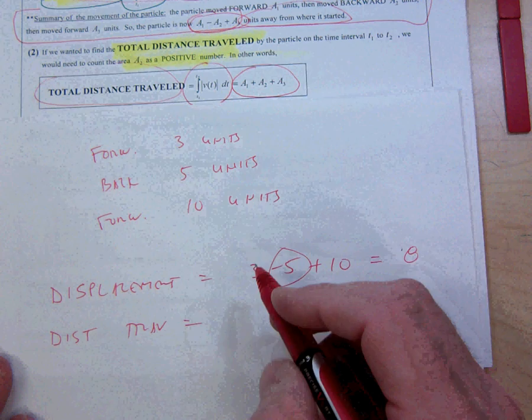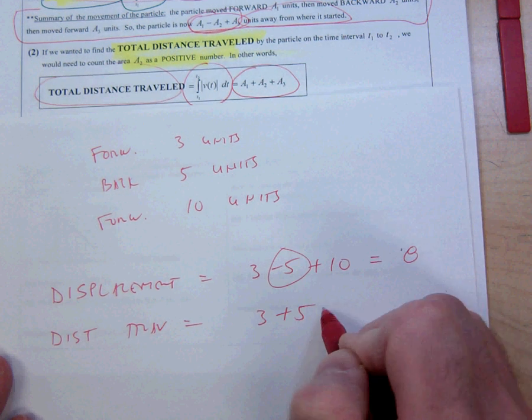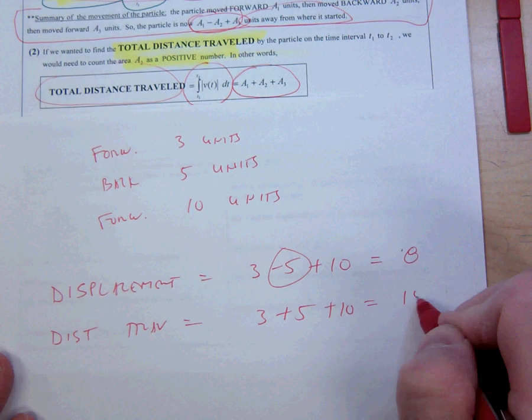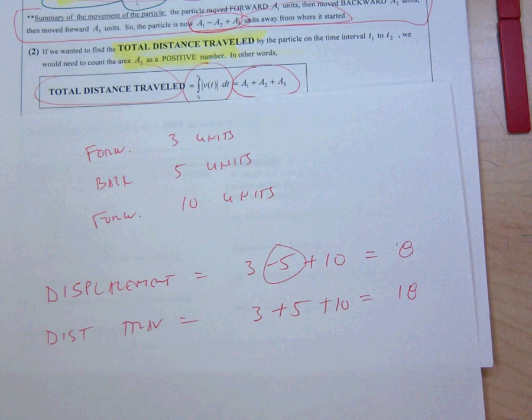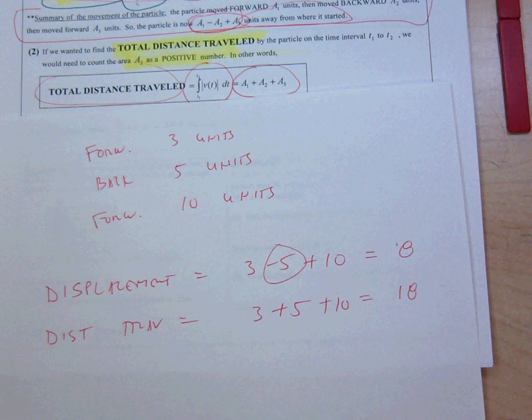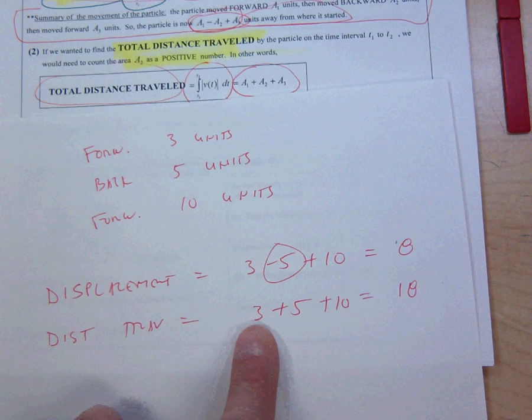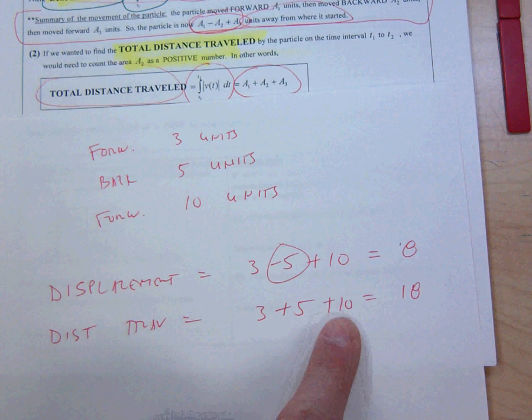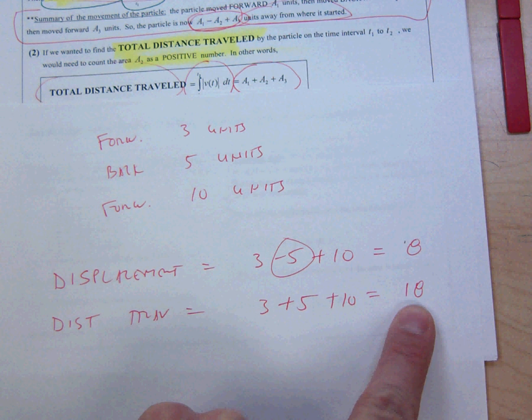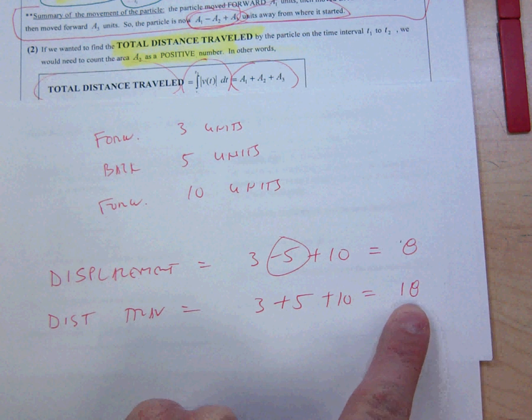And so now the distance traveled would be what? 3 plus 5 plus 10, which is what? 18. You see the difference between displacement and distance traveled? Yes? It moved 3, then it moved 5, then it moved 10. So it moved 18 units altogether.